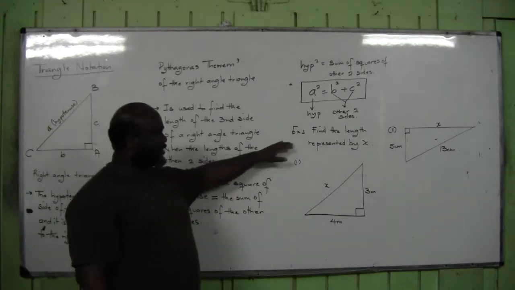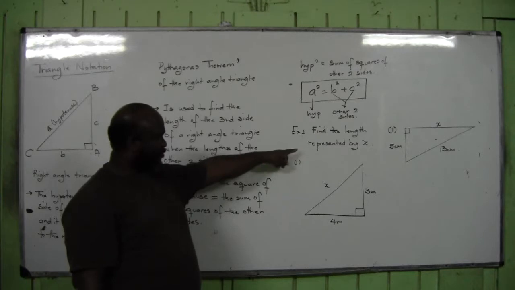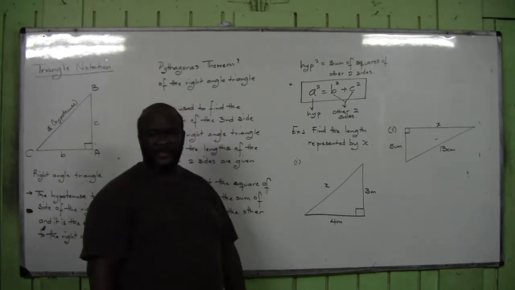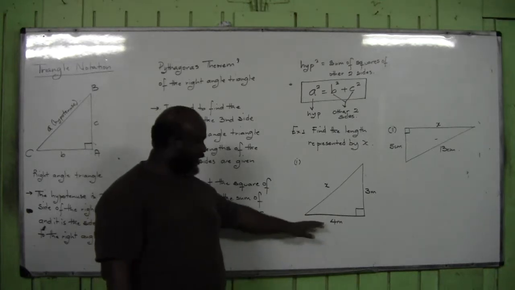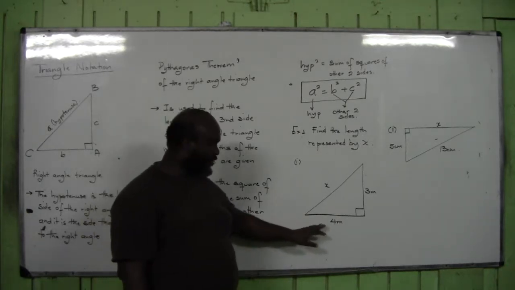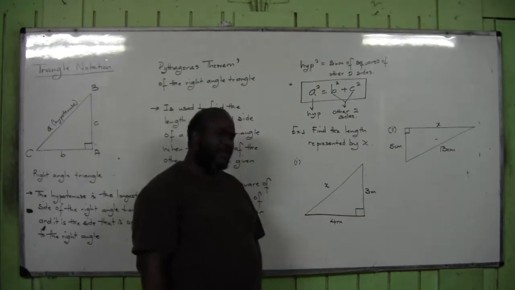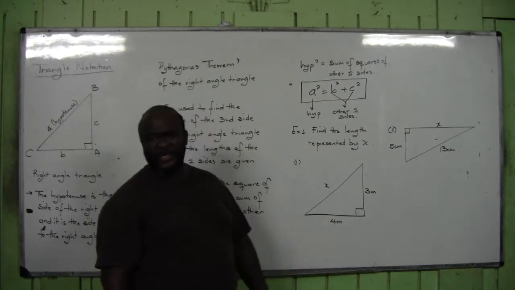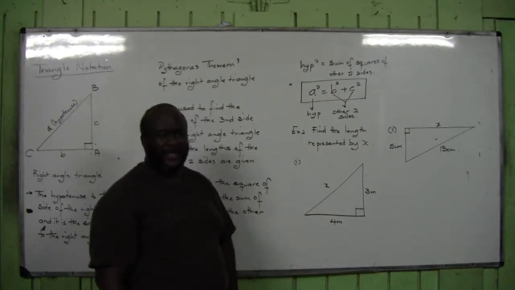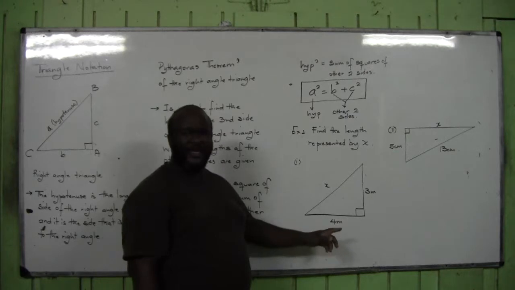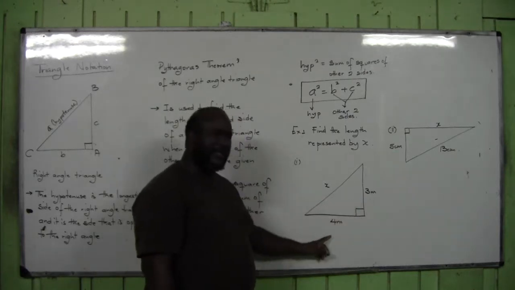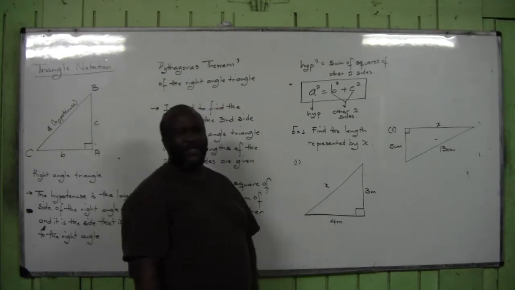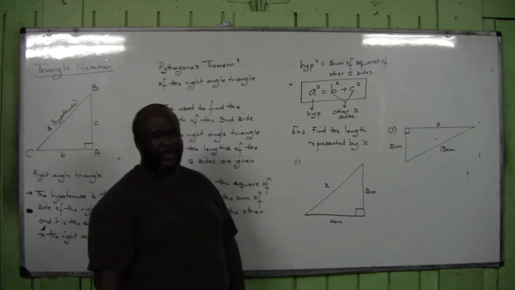Alright, example 1, what does it say? Triangle, length represented by x. This is a triangle. It has 3 sides. I know the length of this side is 4 meters. The length of this side is 3 meters. And I wish to find the length of the third side using calculations. This is what I said earlier: if you know the lengths of 2 sides of a right angle triangle and you wish to find the length of the third side, you must use Pythagoras Theorem.